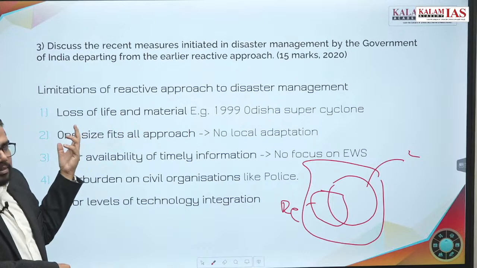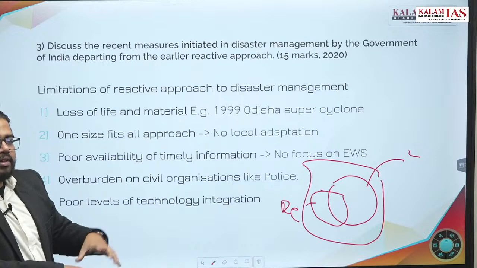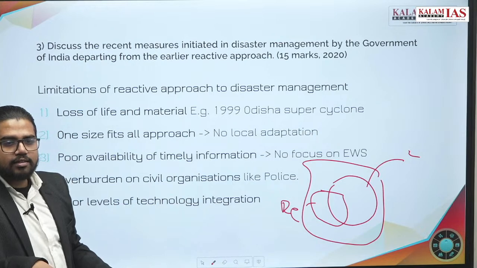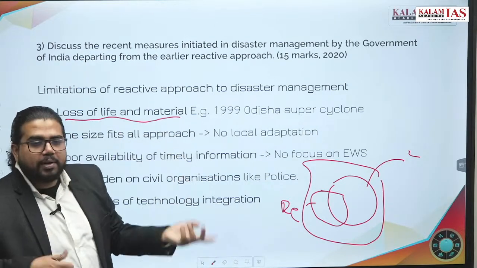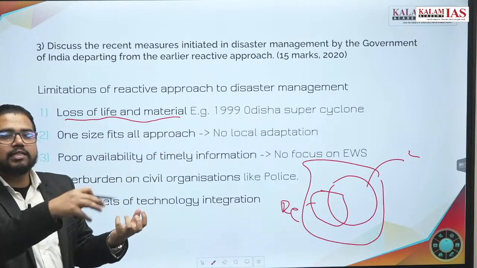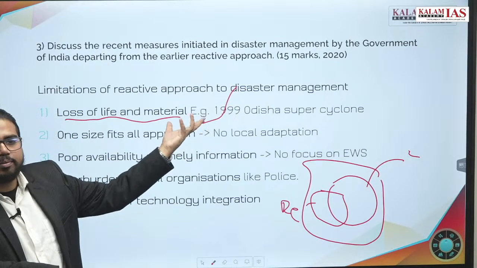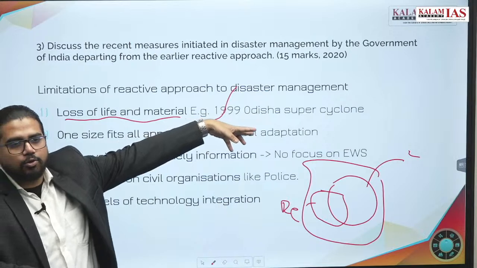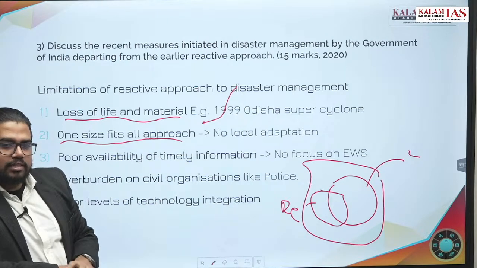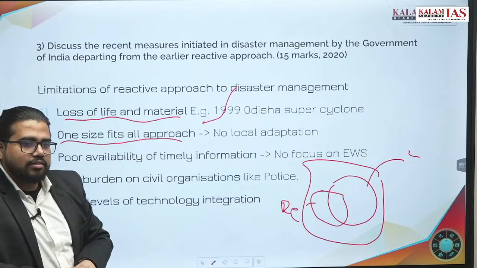So what are the limitations? Only after significant damage happens, then the disaster management activity starts. So loss of life will be inevitable. Only after considerable loss of life does your disaster management start. Like this cyclone, there were no disaster management efforts, no mitigation. That's why we reached a death count of 10,000. One size fits all approach. There is no local adaptation, there is no zonation mapping at the local level.